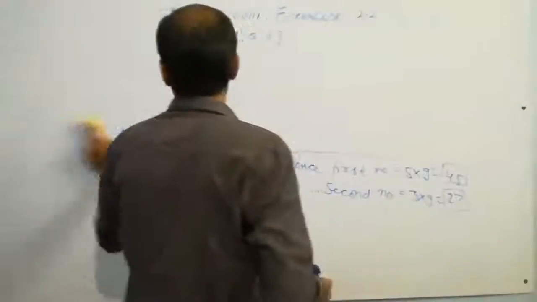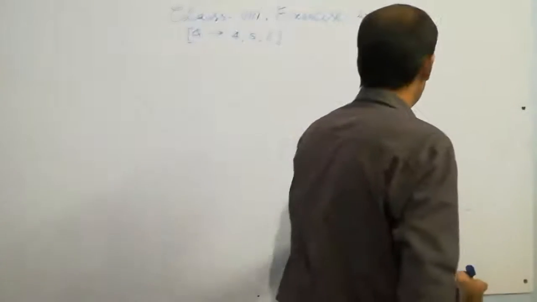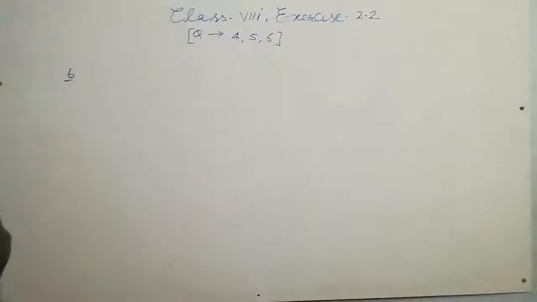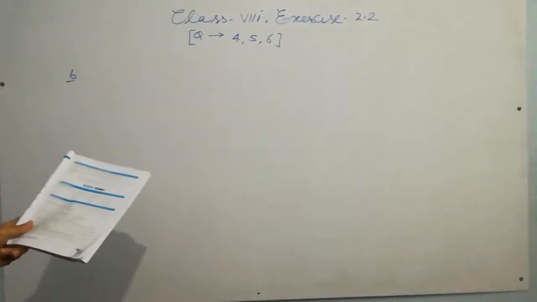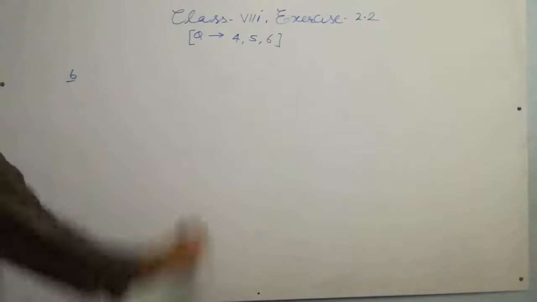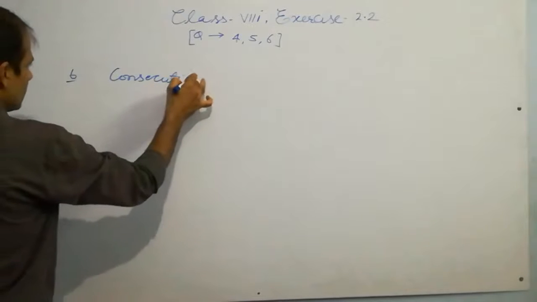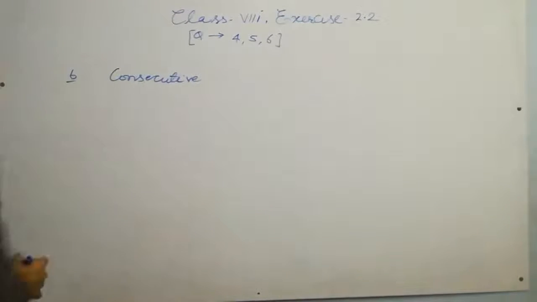Next question, next and last question of today's video. Sixth question, it's also important. It is: 3 consecutive integers add up to 51. What are these integers? So it is very important to understand the meaning of consecutive.